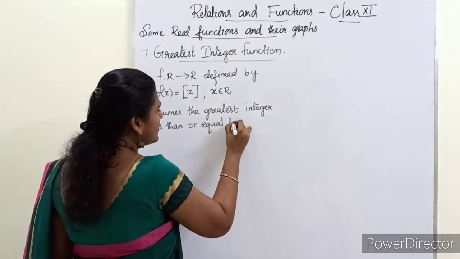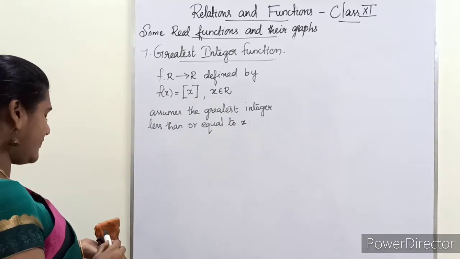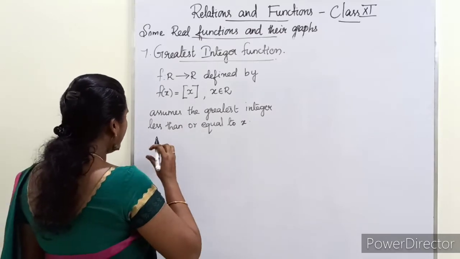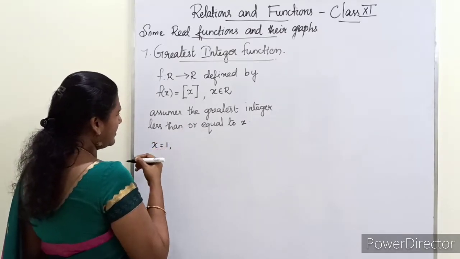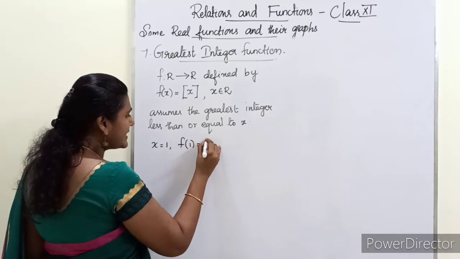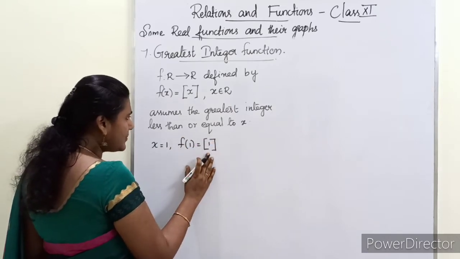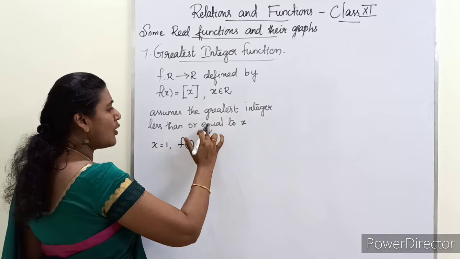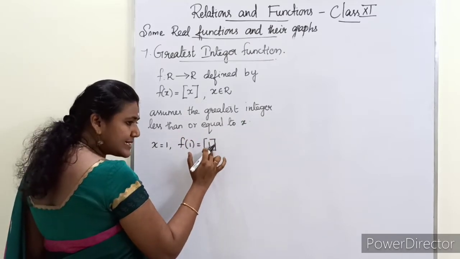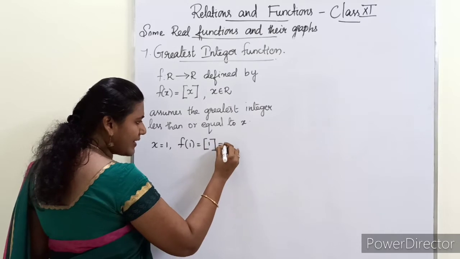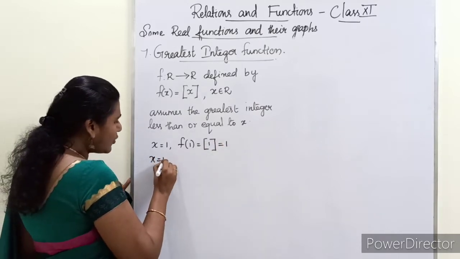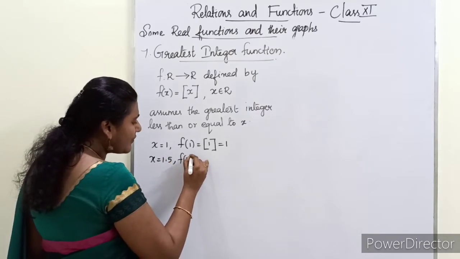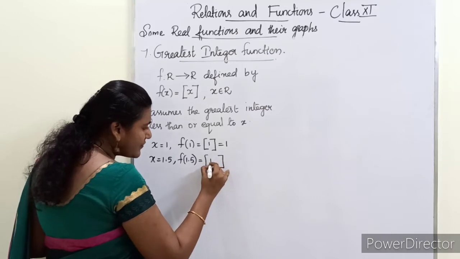So you have to understand the meaning of this function. Whatever value of x you are taking, for example, if I take x equal to 1, then f of 1 is the greatest integer function of 1. Its meaning: f of x assumes the greatest integer less than or equal to this value. The greatest integer less than or equal to 1 is 1. If you take x equal to 1.5, a decimal number, then f of 1.5 is the greatest integer function of 1.5.